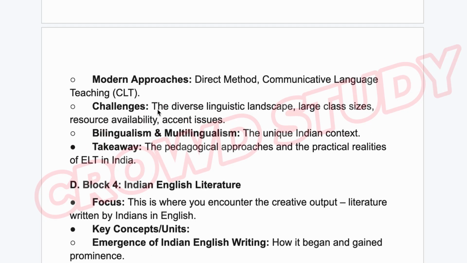The challenges are the diverse linguistic landscape, large class sizes, resource availability, and accent issues. Bilingualism and multilingualism, the unique Indian context. Takeaway from this block: the pedagogical approaches and practical realities of ELT in India.